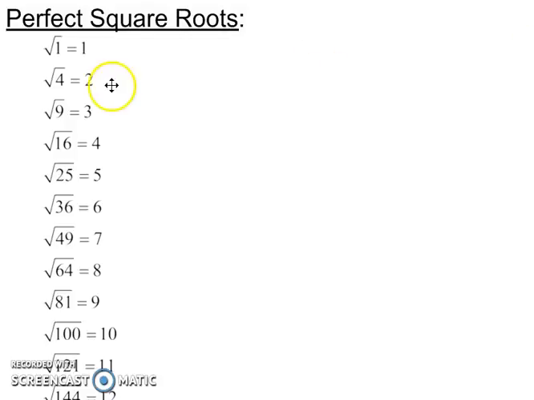Before we actually do any examples, I just wanted to show you this list of perfect square roots, really most of which you should already have memorized. Keeping these perfect square roots in mind is going to make simplifying radical expressions a lot easier. So as we know, the square root of 1 is 1, the square root of 4 is 2, root 9 is 3, root 16 is 4, etc.